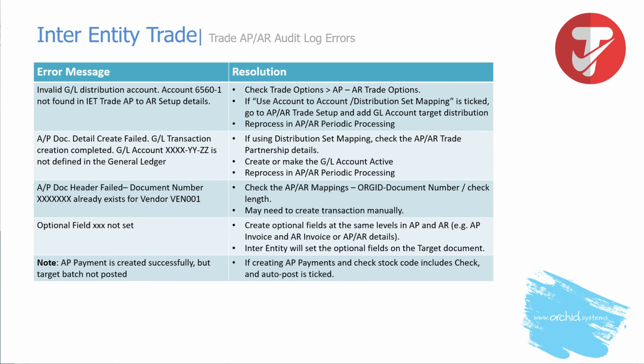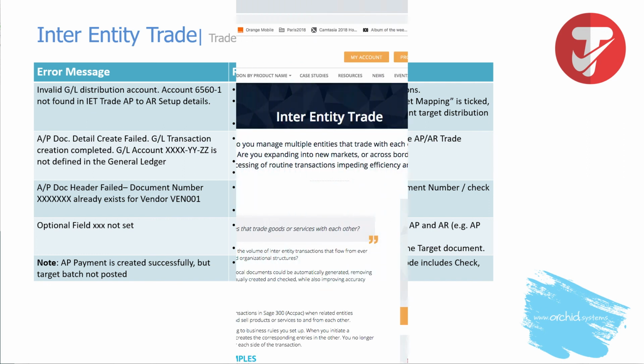A little mention on optional fields. When you get optional fields not set errors, you need to make sure that the optional fields exist in AP and AR at the same levels. For example, AP invoice and AR invoices, or AP invoice detail and AR invoice details. If the same field names exist on both those locations, then inter-entity will set the optional fields in the target document coming from the source document or using the default values.